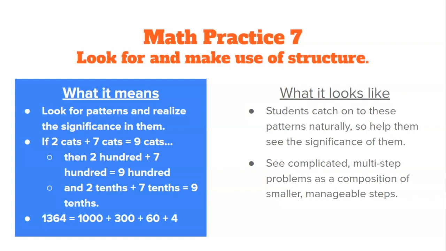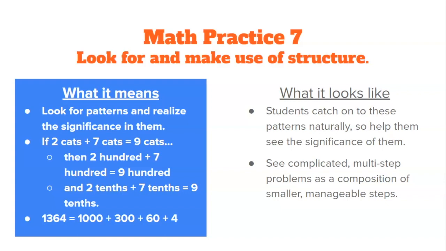So math practice 7, look for and make use of structure. This one and math practice 8 are very, very similar. The difference is in the structure. Math practice 7, we're looking for patterns and realizing the significance of them. I usually do a big, long example with my students that goes something like this. We know that 2 plus 7 is equal to 9, right? And so if 2 plus 7 is equal to 9, it's pretty clear that 2 cats plus 7 more cats is going to be equal to 9 cats.